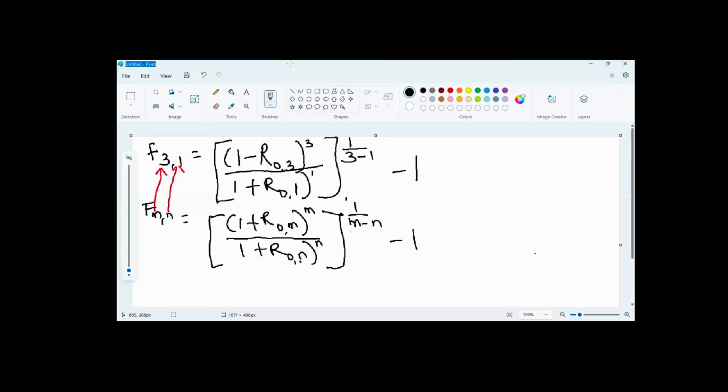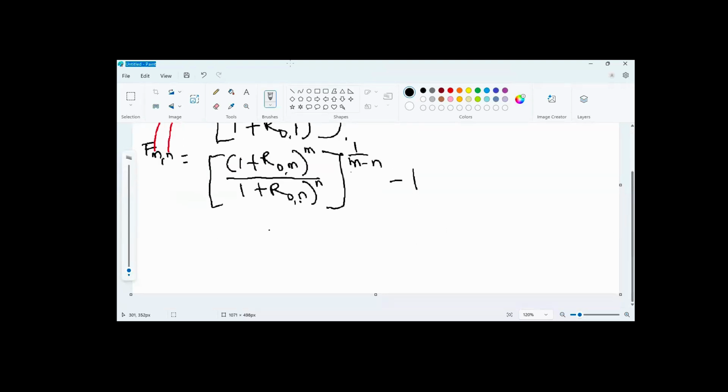Let me go down a bit. Our RO3 is equal to spot rates maturing at the end of year 3. At the end of year 3, I need to compute this. Year 3.